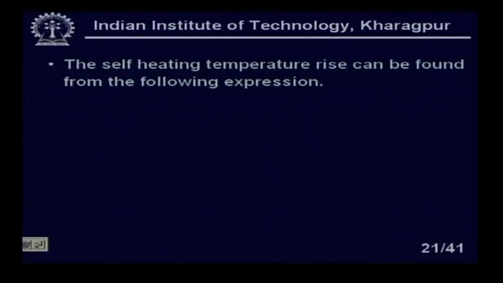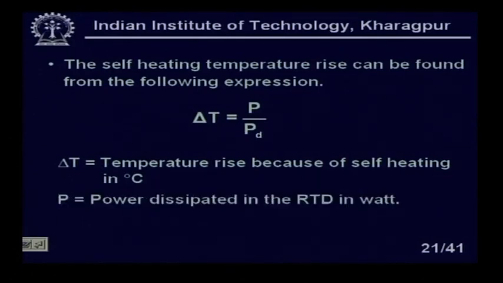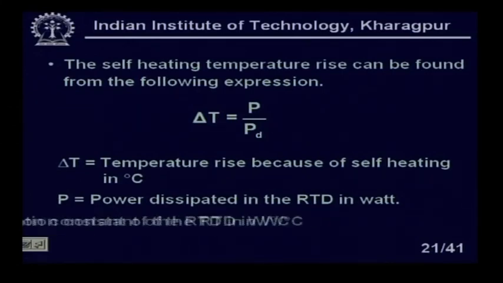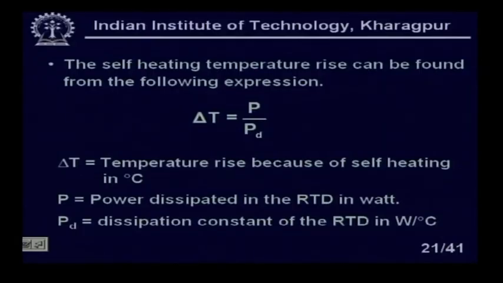Now, the self heating temperature rise can be found from the following expression. Very simple: delta T equals P by P d. Delta T is the temperature rise because of self heating in degree centigrade, P is the power dissipated in the RTD in watts, and P d is the dissipation constant of the RTD in watt per degree centigrade. This is a constant for a particular RTD. Usually, the manufacturer will supply this value of P d. Now, all this will determine the minimum resolution with which we can take the measurements, because if P is fixed and P d is fixed, then delta T is fixed, right.